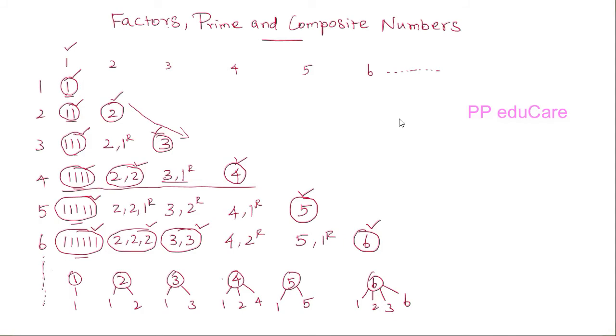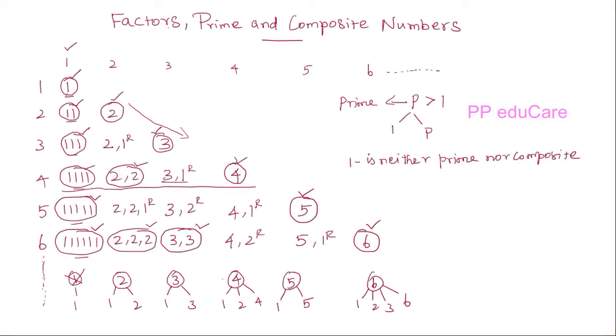Now let's come to prime and composite numbers. Any natural number or whole number greater than 1 which has exactly two factors, 1 and the number itself, is a prime number. And the numbers which are not prime are the composite numbers. Since prime and composite numbers are greater than 1, evidently 1 is neither prime nor composite.